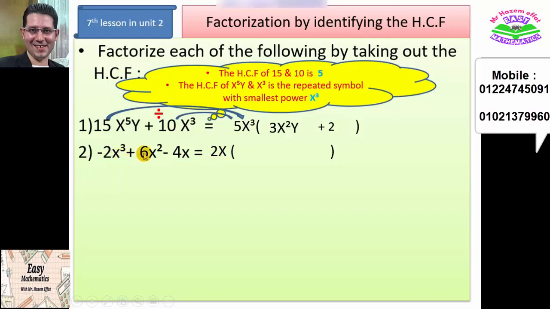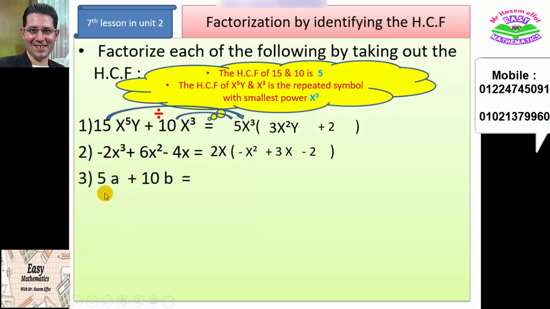Negative 2x power 3 divided by 2x will be equal to negative x power 2. Dividing 6x power 2 by 2x will be equal to positive 3x. Negative 4x divided by 2x will be equal to negative 2.